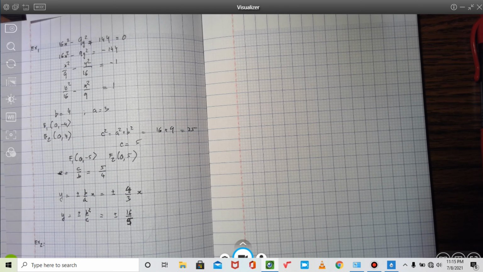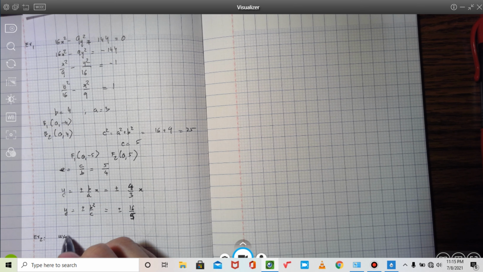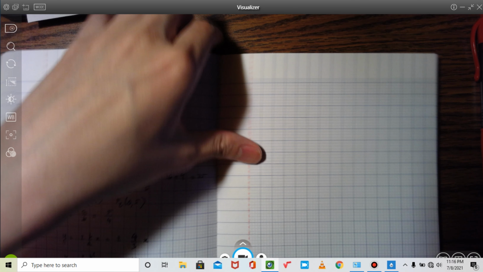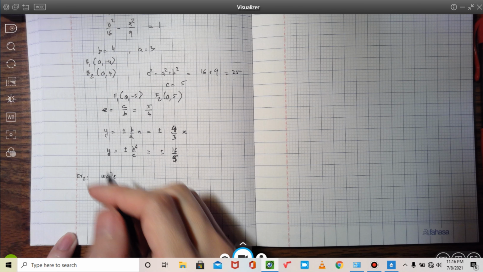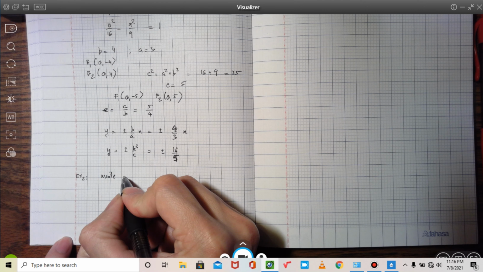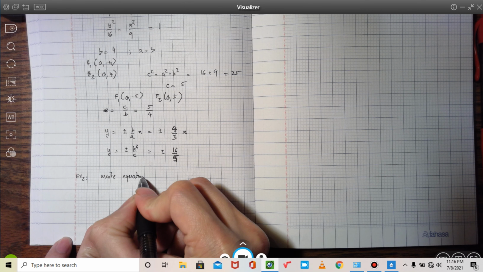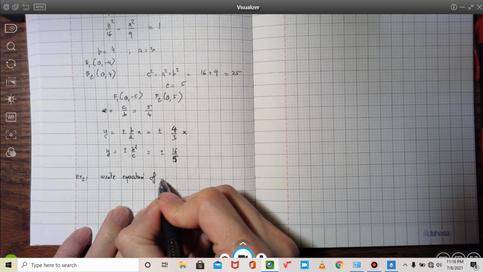Okay, let's see. All right, how about this? Equation of hyperbola.